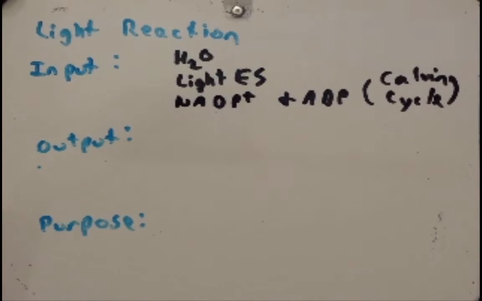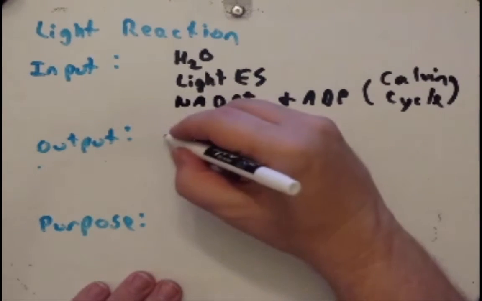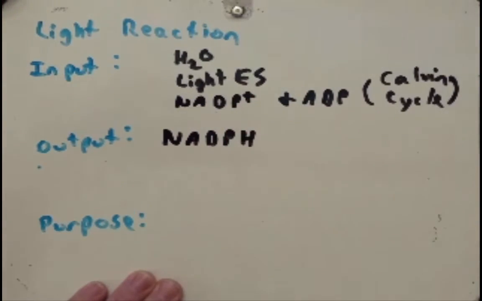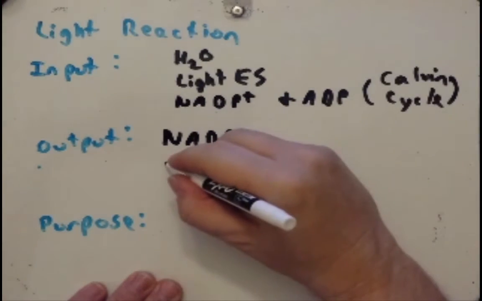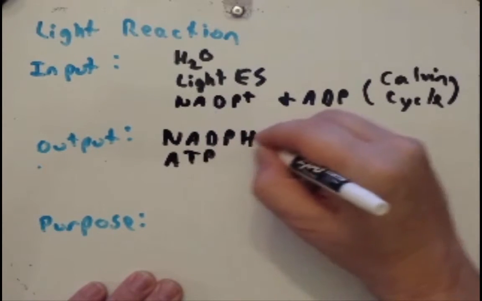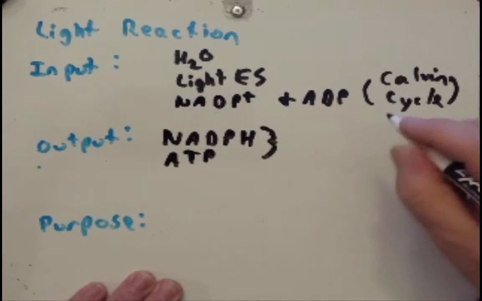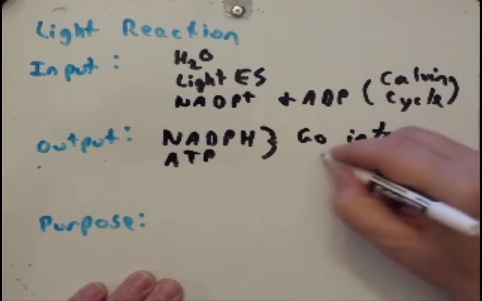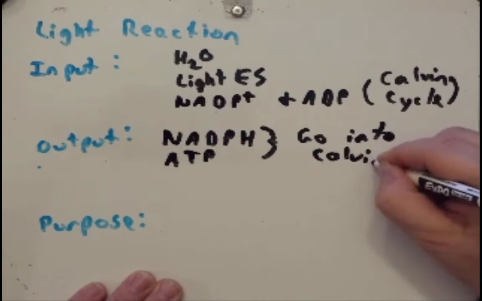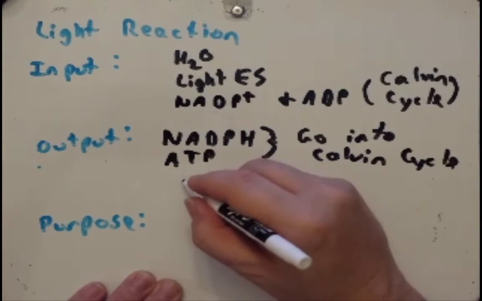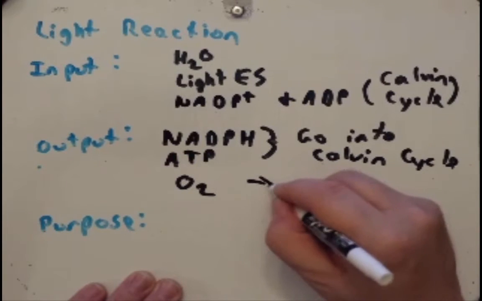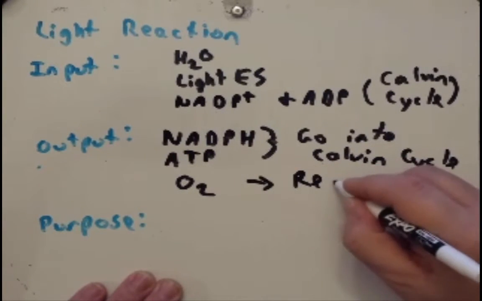What about its output? Well, it produces NADPH and ATP. Both of these go into the Calvin cycle. And then finally, it produces oxygen. And oxygen is going to get fed into respiration.